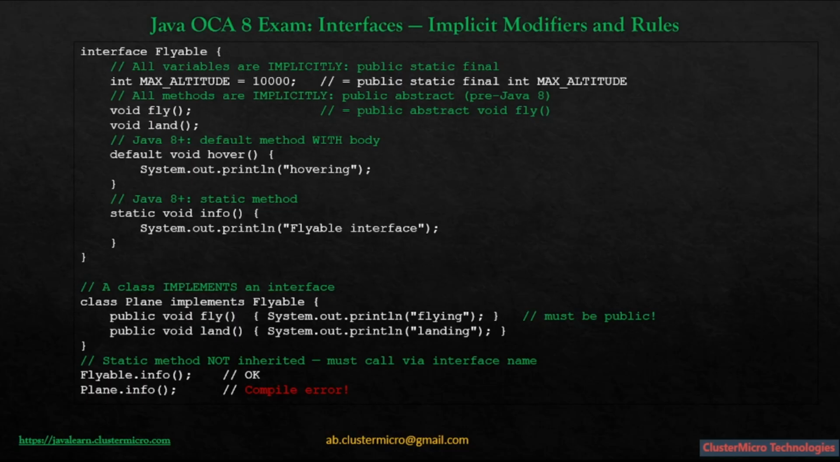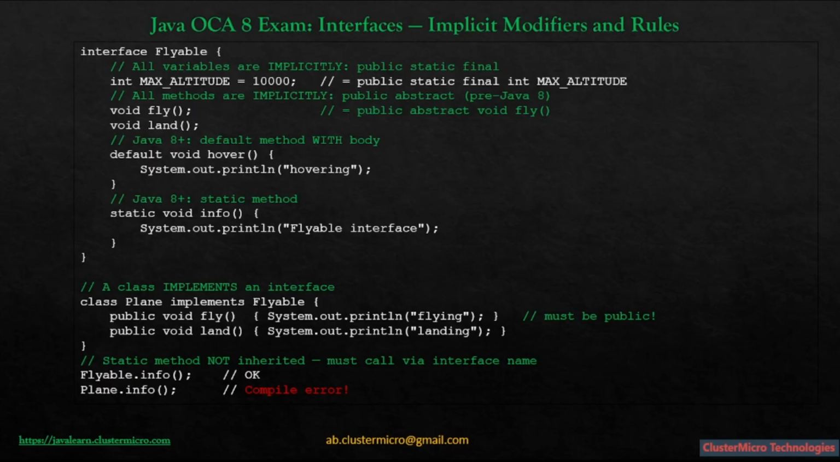And how do you implement that? So we have class Plane implements Flyable, public void fly, public void land. Plane here implements both abstract methods. Both are declared public, which is mandatory because the interface declared them as public abstract. Plane inherits hover from the default method without doing anything. Plane does not inherit info, okay? And we'll see why in a moment.